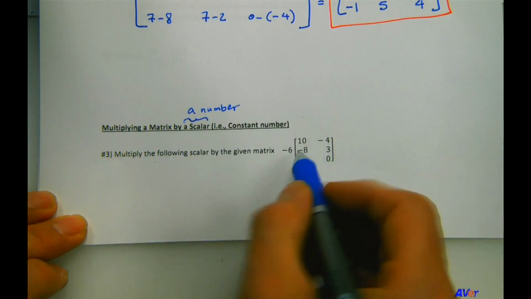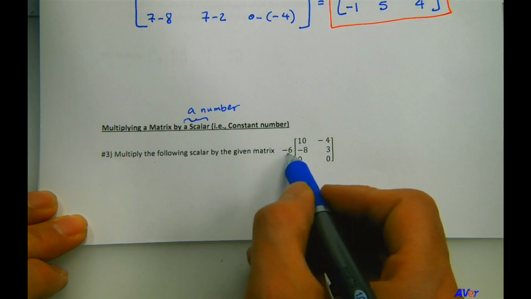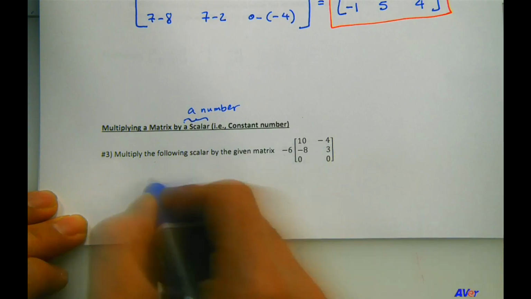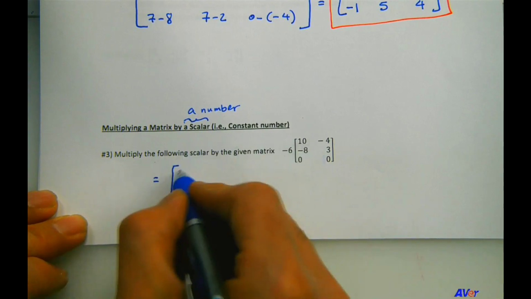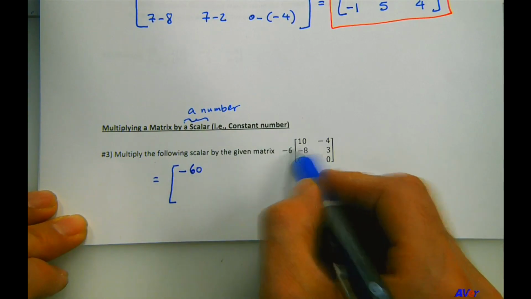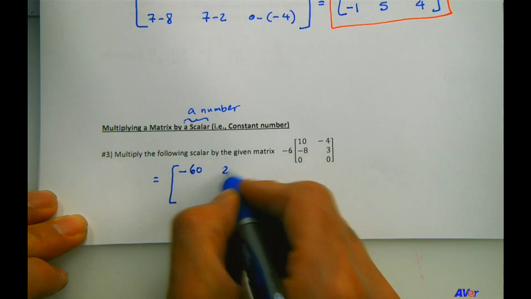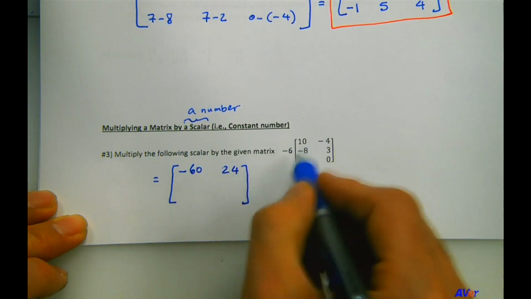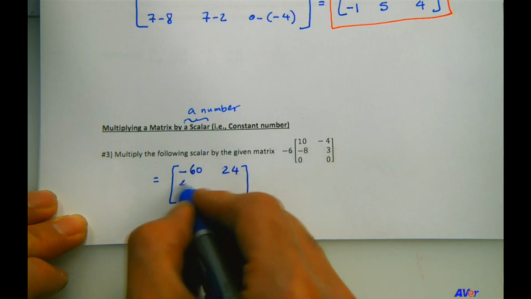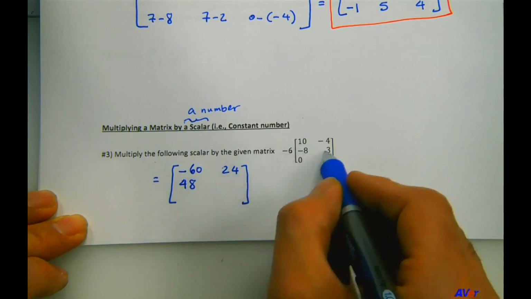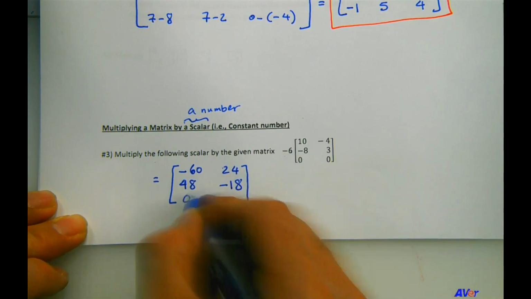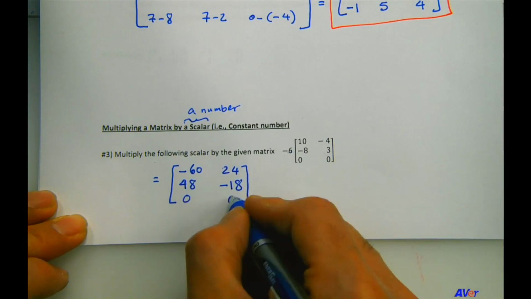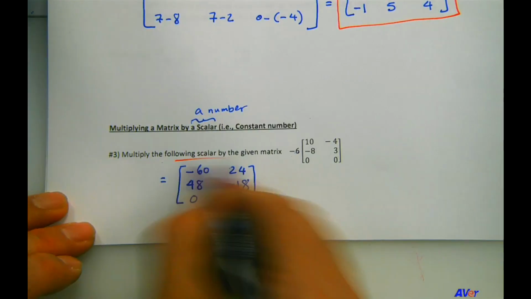Well, we simply multiply each term by that number. Or in other words, we distribute negative 6 into each term. Okay? So we have minus 6 times 10, minus 60. Minus 6 times minus 4, positive 24. Minus 6 times minus 8, positive 48. Minus 6 times 3, minus 18. Minus 6 times 0, 0. Minus 6 times 0, 0. Okay? And we are done with that.